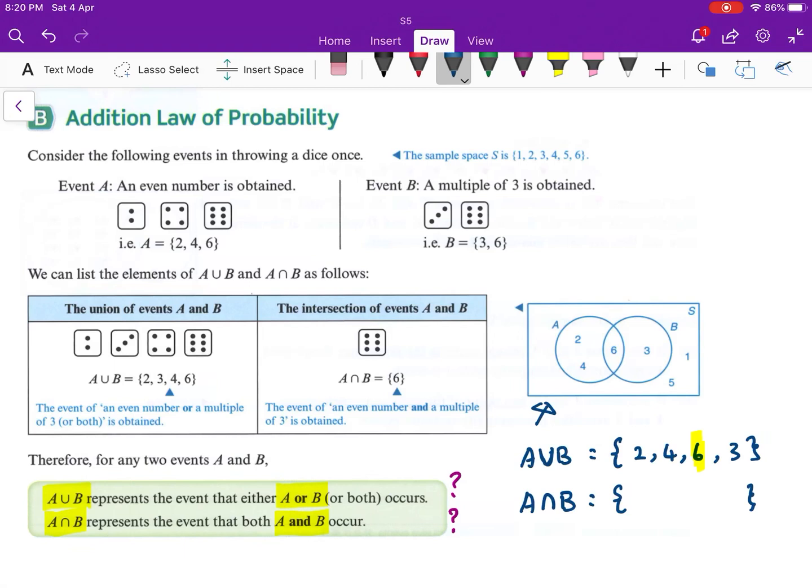So which one is both in A and both in B? Of course, only one element, that will be 6, okay? So 6, we call it A and B. Only 6, remember, because they overlap here, okay? Can you see that? So now you can take a look. A or B and A and B, actually A and B will have fewer elements, right?